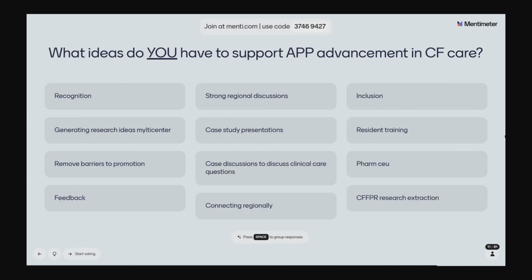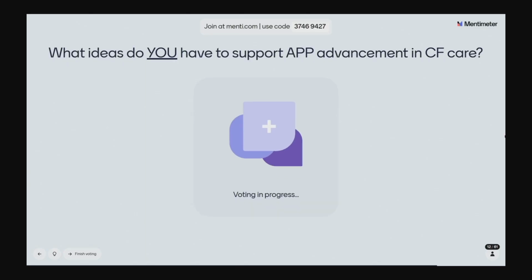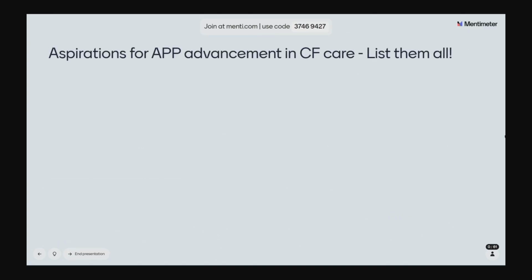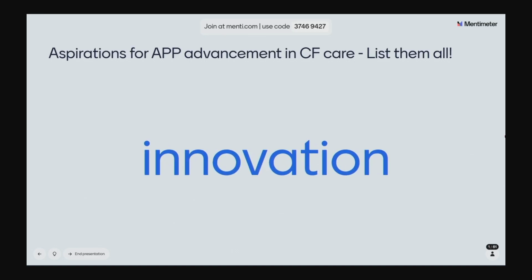And if we could do the last one. This one is, whoops. Oh, I'm not sure. Did we go to the next one? Well, we can skip that one. It was a word cloud. Oh yeah, here. What aspirations for APP advancement and CF care do you have? These are single words. Nice.